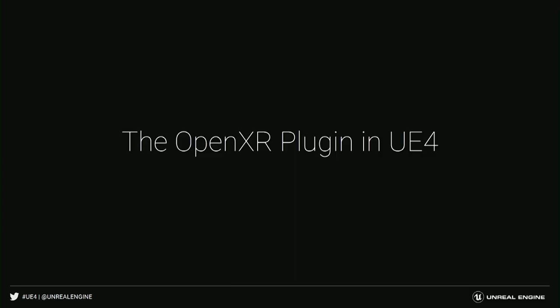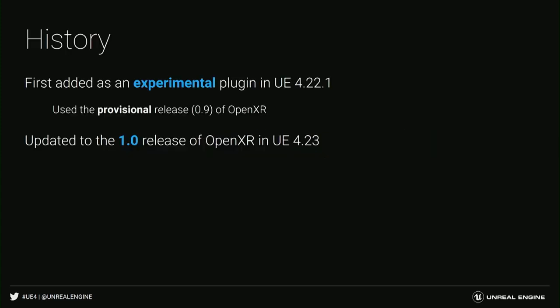So we've covered the most important concepts for OpenXR in the general sense. What does this look like in the engine and the implementation that's based on the new 1.0 spec that we released in 4.23? So first, a little bit of history. We released an experimental plugin for OpenXR version 0.9 in the first 4.22 hotfix, so that was 4.22.1. After the 1.0 version of the spec was released, the plugin was improved and updated, and an early preview was released with UE4.23.